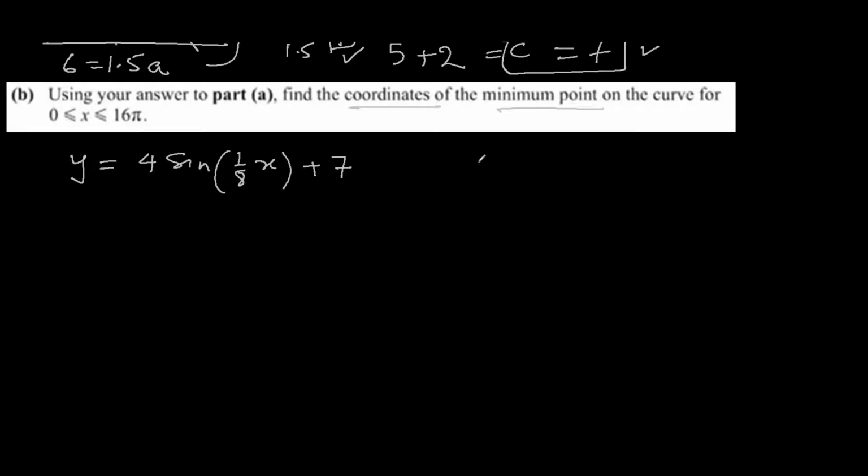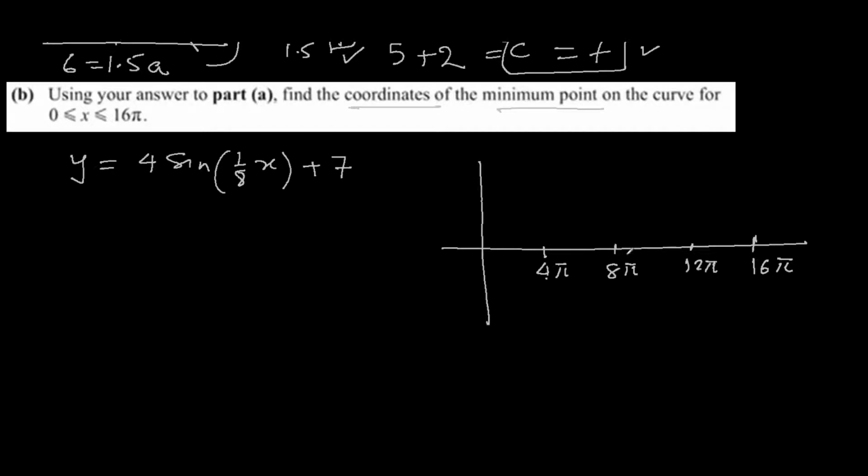The easier way will be to draw its graph. The period is 16 pi, and half of 16 pi is 8 pi. Half of 8 pi is 4 pi, and 3 times 4 is 12. It should be in sequence 4, 8, 12 and 16 pi, and we can draw the graph of this whole thing here.